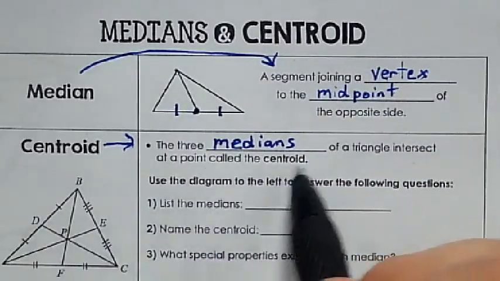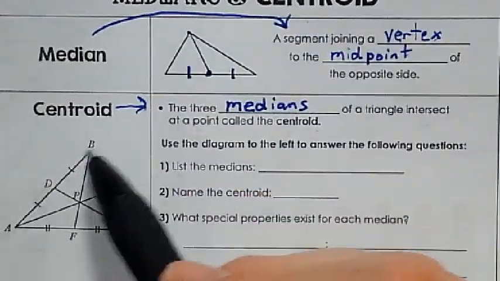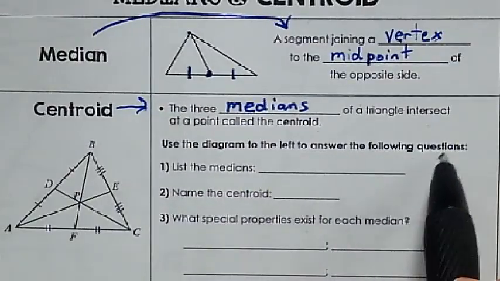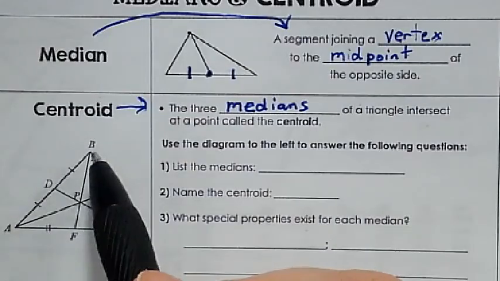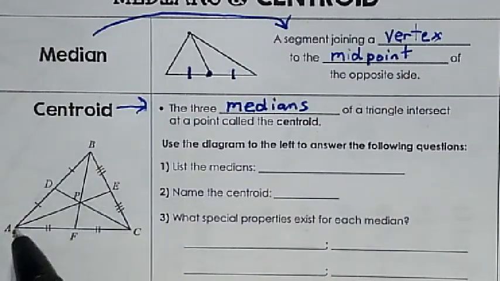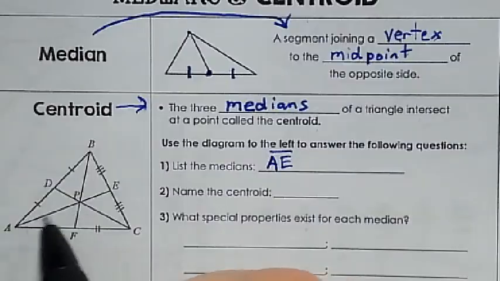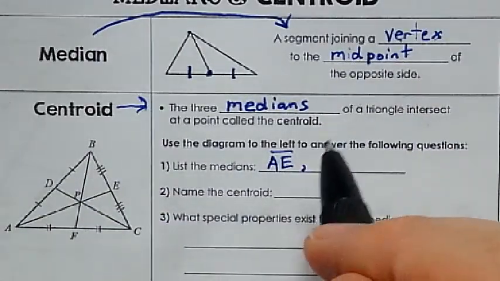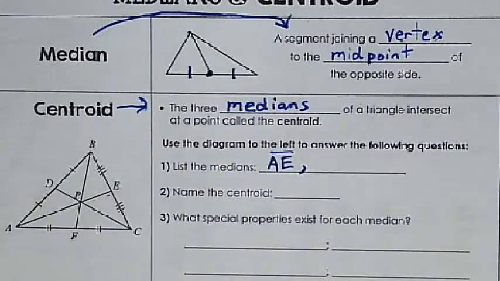So then we come over here and they show you a picture just like what I showed you. And it says, use the diagram to the left to answer the following questions. It says, list the medians. Well, the medians are just the line segments that connect the vertex to the midpoint of the opposite side. So the first one here is just line segment AE. It's right there. What's the next one? Can somebody give me another median besides AE? DC. Very good.